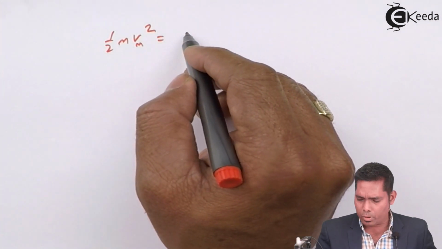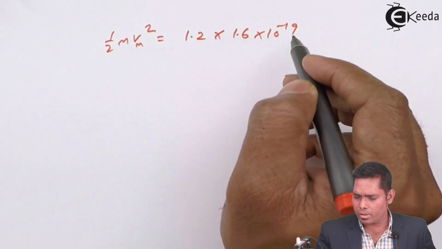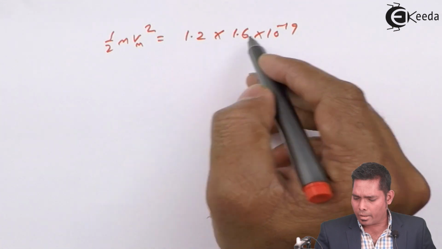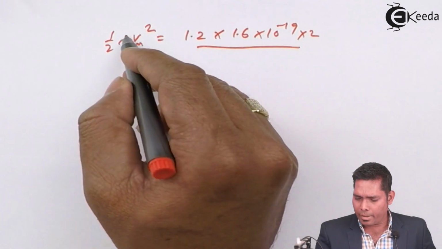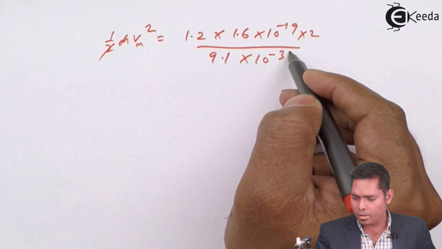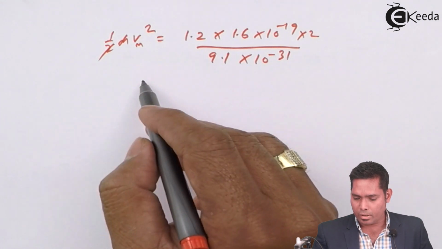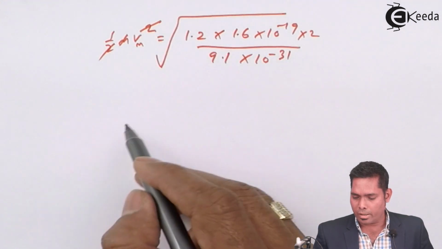So that is the energy I'm getting here, and kinetic energy, half m v max square, equals this 1.2 times electron charge, that is in joule. This one is in joule, and I multiply by 2 and divide by m. M is 9.1 × 10^-31 kilogram, and I take the root, and this is the answer.